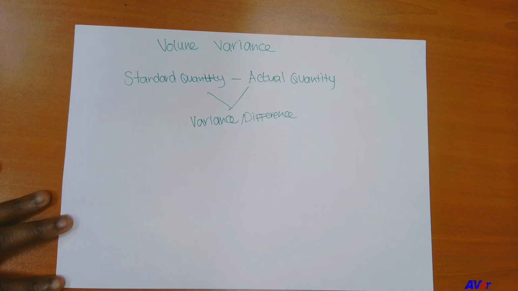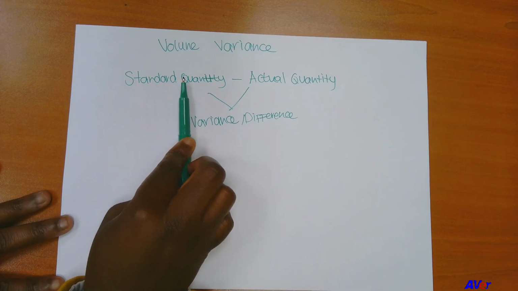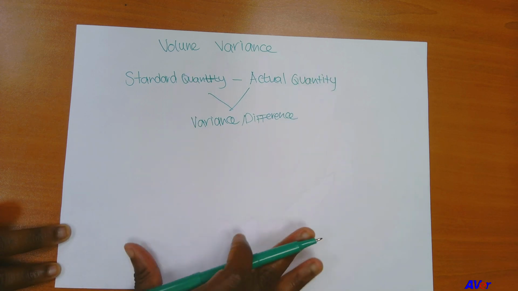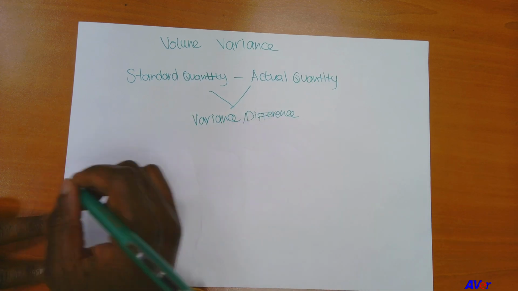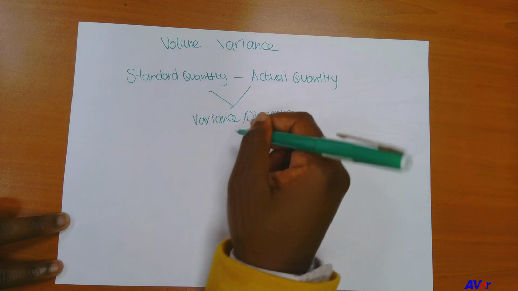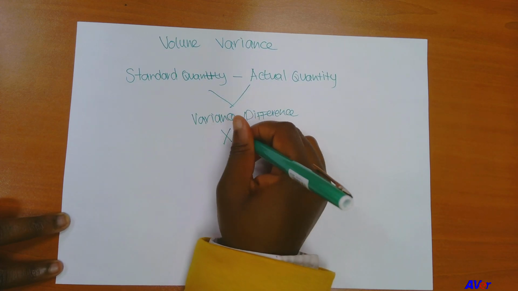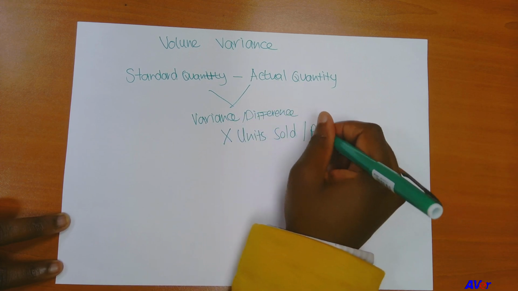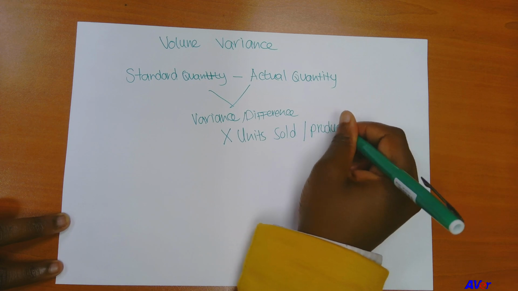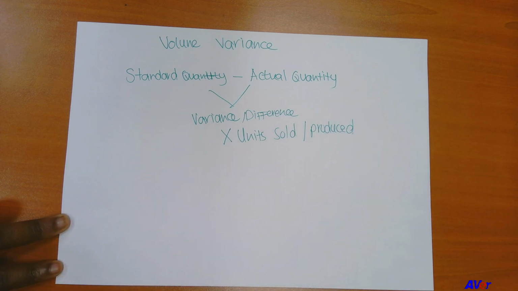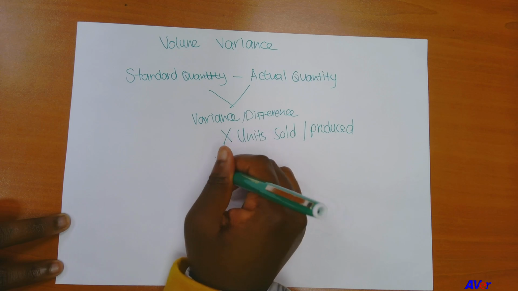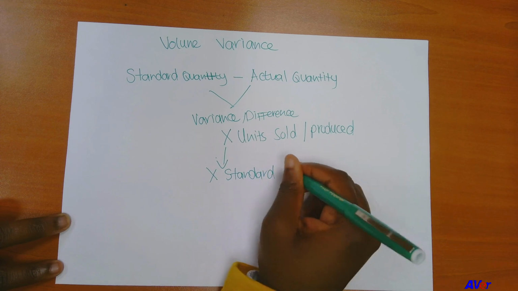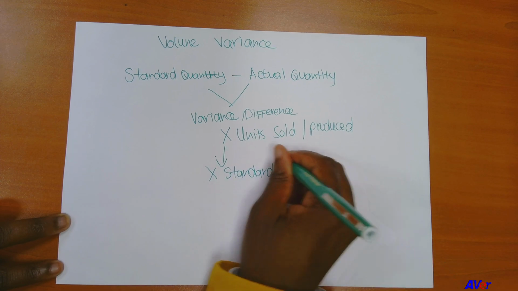You've just given me a difference between the standard quantity, which in our example was 2 kgs per unit, and the actual quantity. Then you need to say, okay, these quantities, I'm going to make them into units, therefore I will multiply by the units sold or produced. Right? And then I will multiply by the standard price. This is where the problem is.